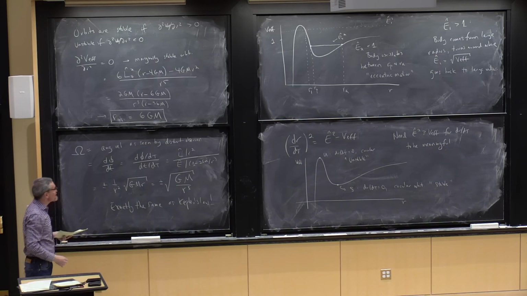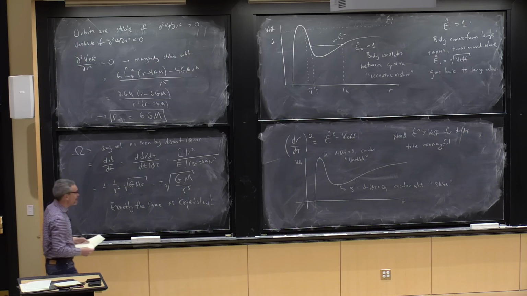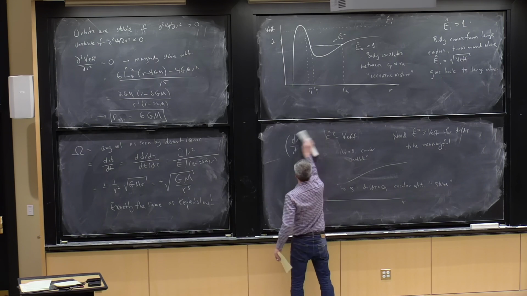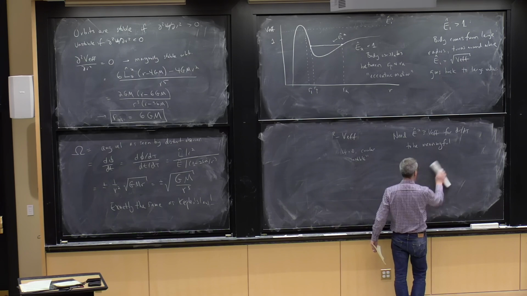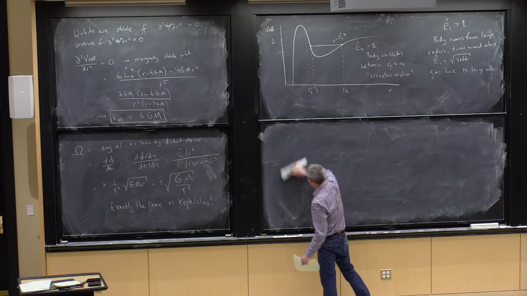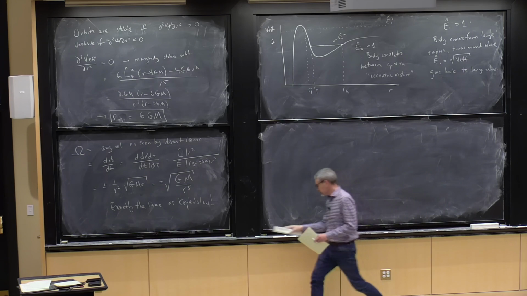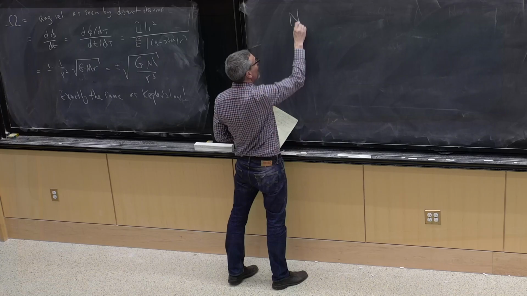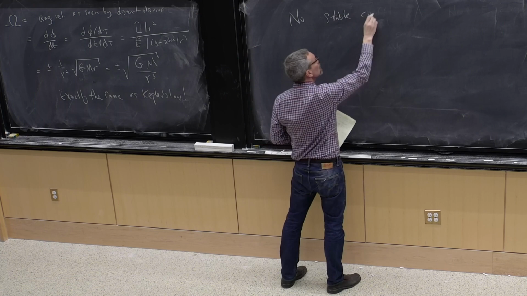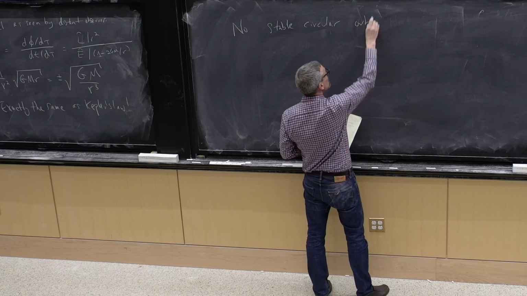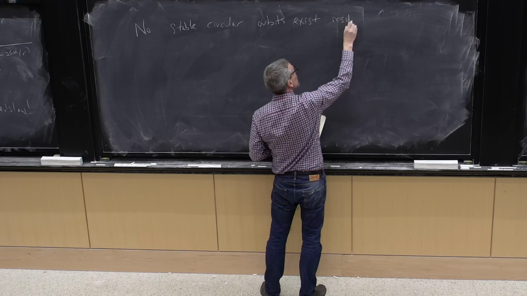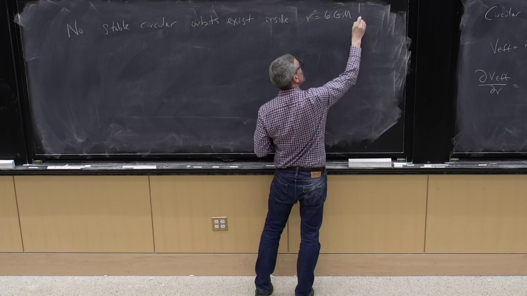This is a profoundly new behavior that doesn't even come close to existing in Newtonian gravity. The message I want you to understand is that what this tells us is that no stable circular orbits exist inside R equals 6 GM.